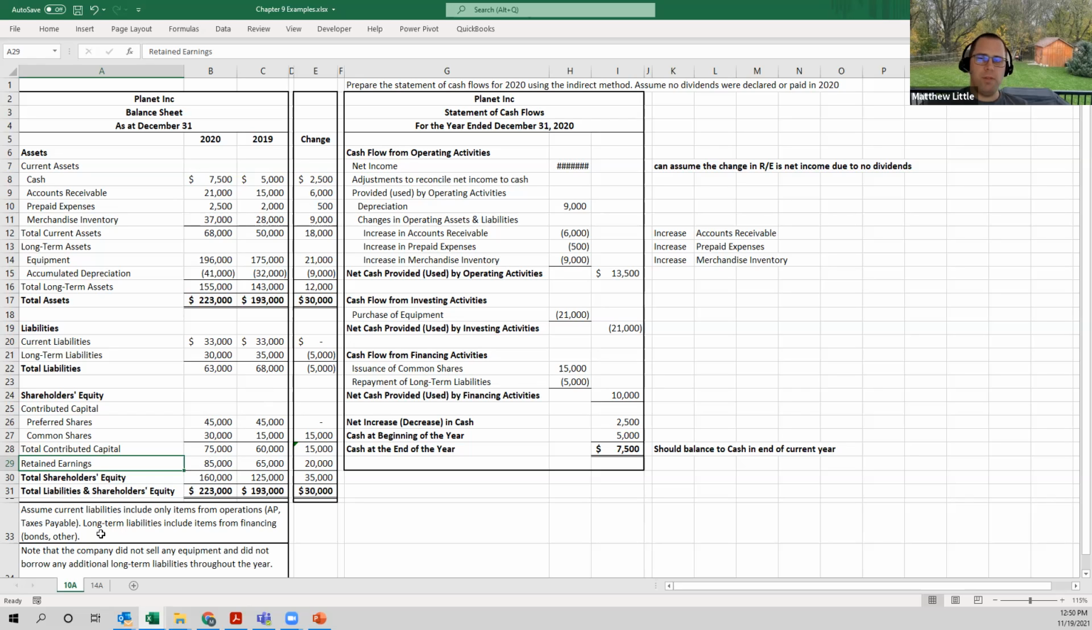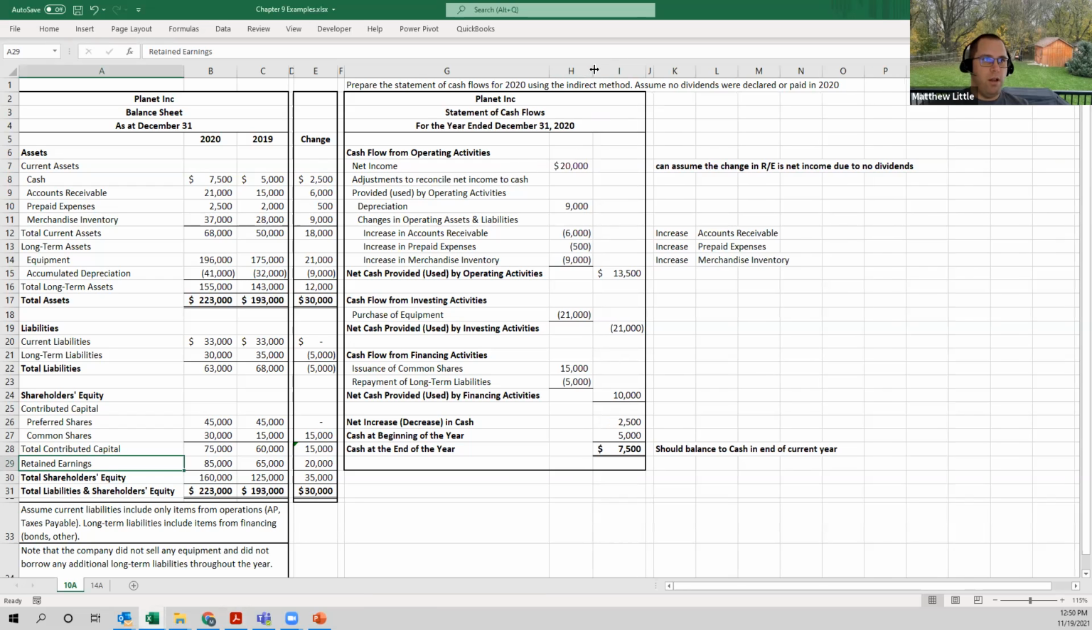We're also told to assume that the current liabilities include only items from operations, that being accounts payable and taxes payable. That long-term liabilities include items from financing, such as bonds and other. Let's note that the company did not sell any equipment and did not borrow any additional long-term liabilities throughout the year. Okay, so in this case, we want to just prepare the statement of cash flows for 2020 using the indirect method. And we're assuming no dividends were declared or paid as well.